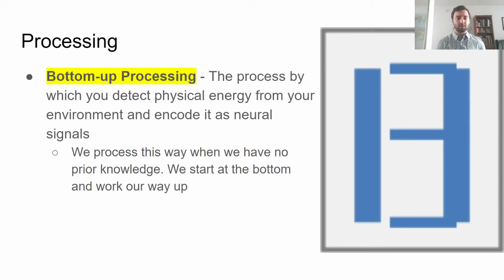So let's talk about processing a little bit. There are basically two ways that we process information as far as sensation and perception go: bottom-up processing and top-down processing. We're going to start with bottom-up. Bottom-up processing is where we detect physical energies. Light is waves as well. Sound is waves. Temperature is sensed through those molecules of heat. So we're sensing physical energies. Everything we sense has to do with energy from our environment. And then we are encoding it as neural signals.